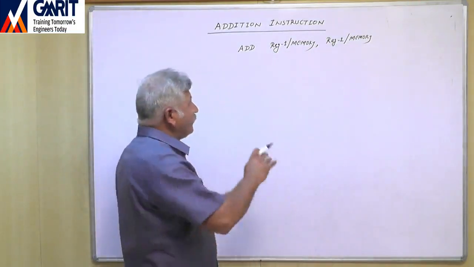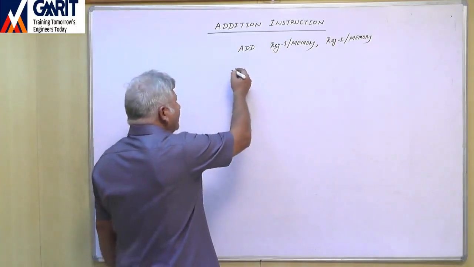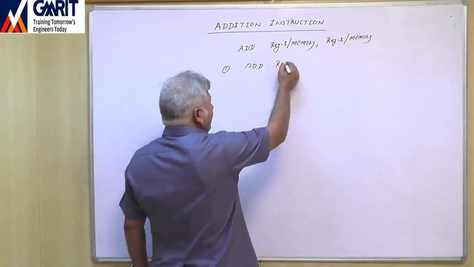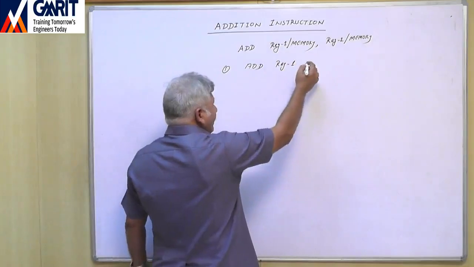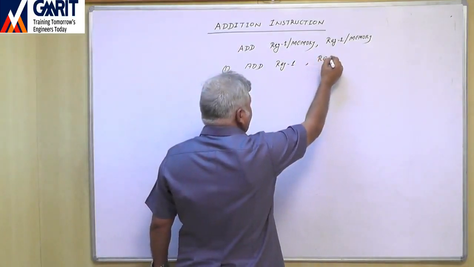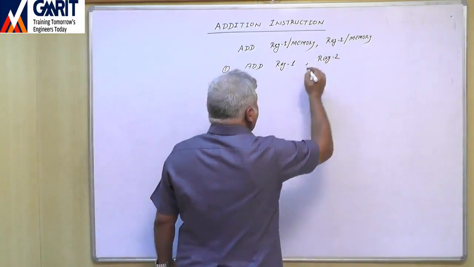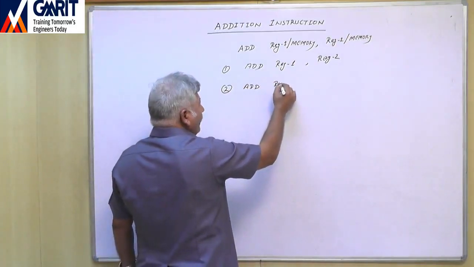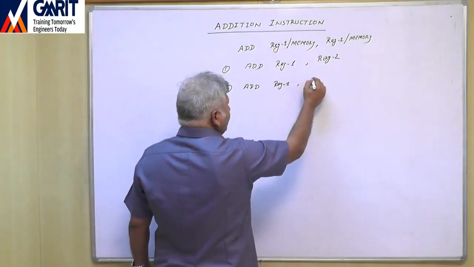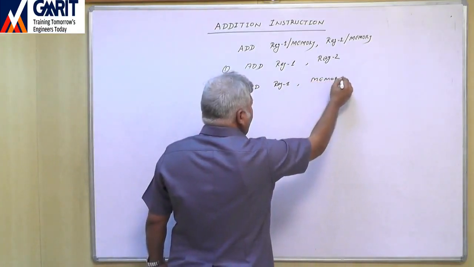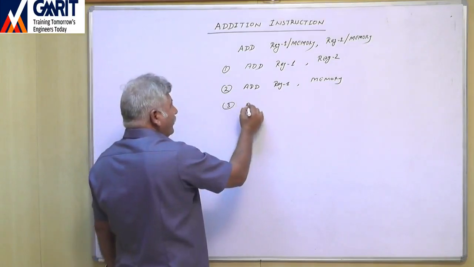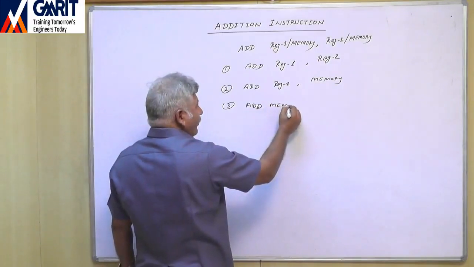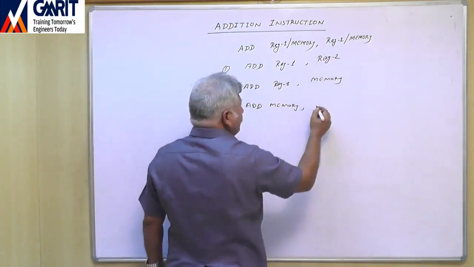register or memory. So various forms of this ADD instruction can be: first, add the content of register 1 and register 2. Second, add the content of register 1 with memory. Third form can be add the content of memory and register 2.